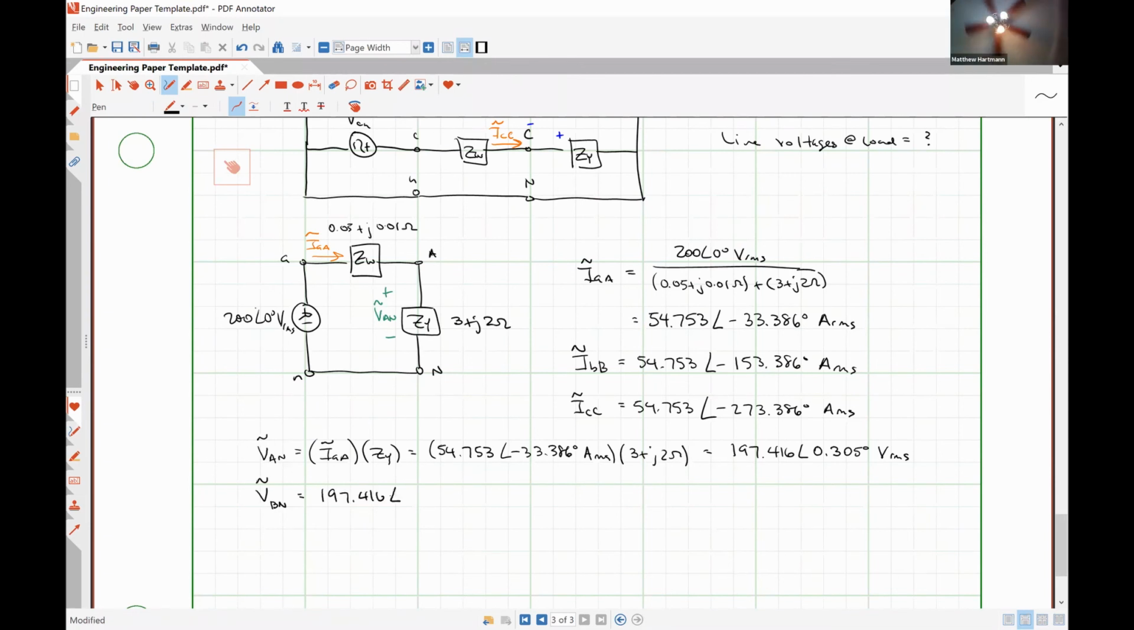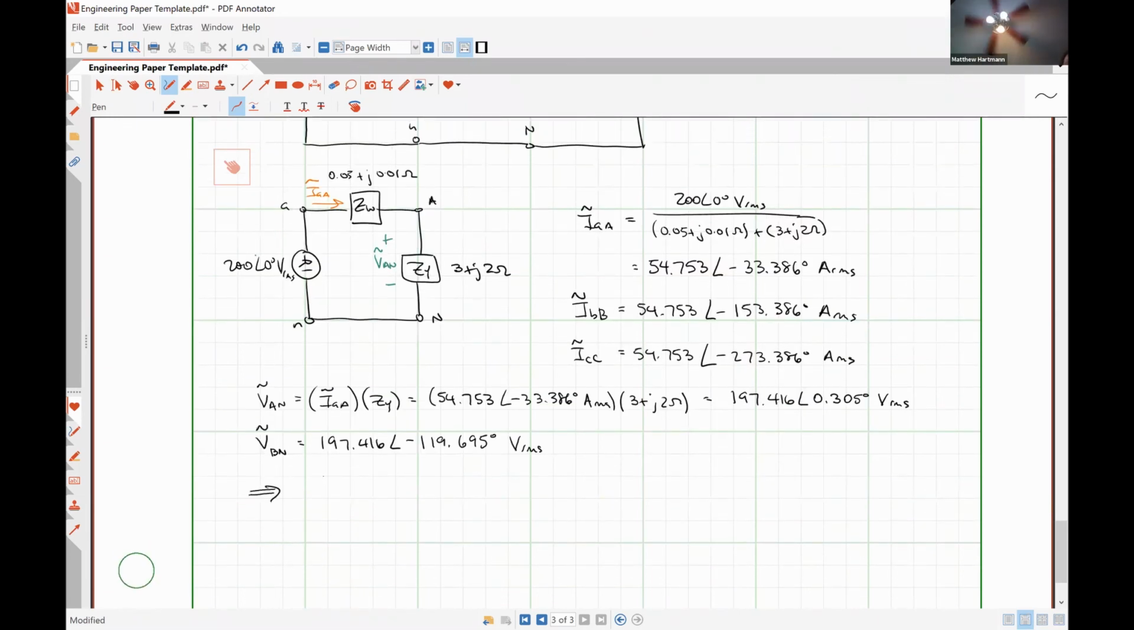And so from this, VBN is just going to be 197.416 angle, let's see, negative 119.695 degrees volts RMS. And from these results, I know now that VAB, a line voltage that I'm actually interested in, is VAN minus VBN. And actually, so let's scratch this guy right here.